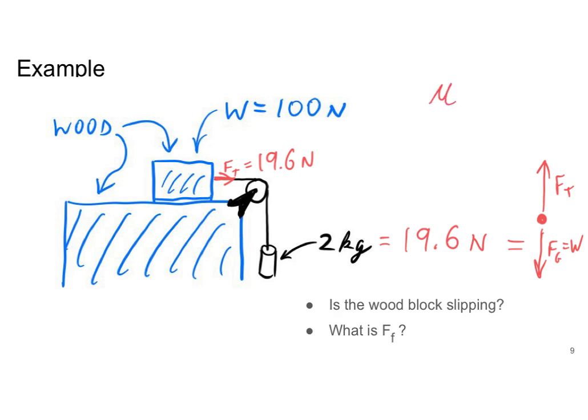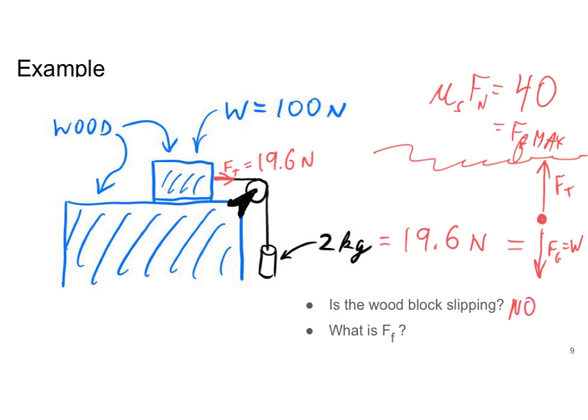And static friction times the normal force. We did that calculation earlier. We said that that was... and if you forget how we did that, you can pause here and recalculate that. I'm just using our earlier work to know that that's the max. That's the force of friction max. Okay, so if the maximum I can get is 40 and I'm pulling on it with 19.6, I can say the wood block is not slipping.